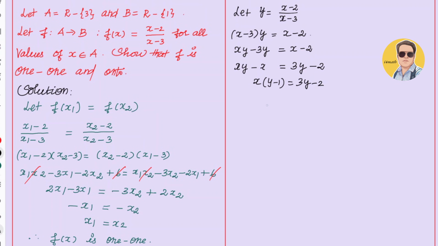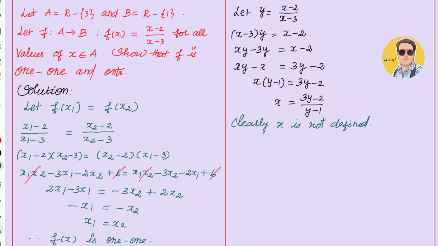Now let's find the value of x. Take this y minus 1 to the right hand side. So 3y minus 2 divided by y minus 1. So we calculated x equal to 3y minus 2 divided by y minus 1. This x is not defined when y is equal to 1. Because when y equal to 1, what will happen? 1 divided by 0 will come. Anything divided by 0 is not defined. So clearly x is not defined when y is equal to 1.